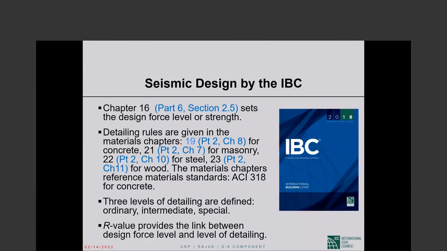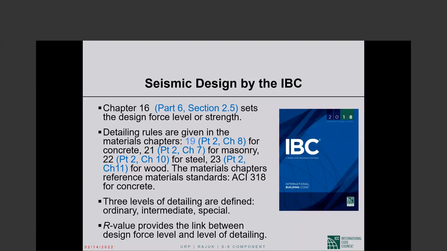Detailing rules are given in the materials chapters. So it is Part 6, chapter 8... these are all Part 6, I believe. I didn't notice that either. Anyway, let's talk about Part 6, Chapter 8 for concrete, Part 6, Chapter 7 for masonry, Part 6, Chapter 10 for steel, and Part 6, Chapter 11 for wood.